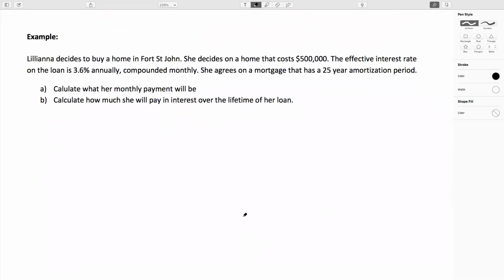So we need to unpack the question. The present value of her loan is 500 grand. That's how much the loan is for today. So PV equals $500,000. The effective interest rate on the loan is 3.6% annually. So I equals 3.6% annually. We first need to divide that by 100, and then we have to divide it by 12. This equals 0.003 monthly.